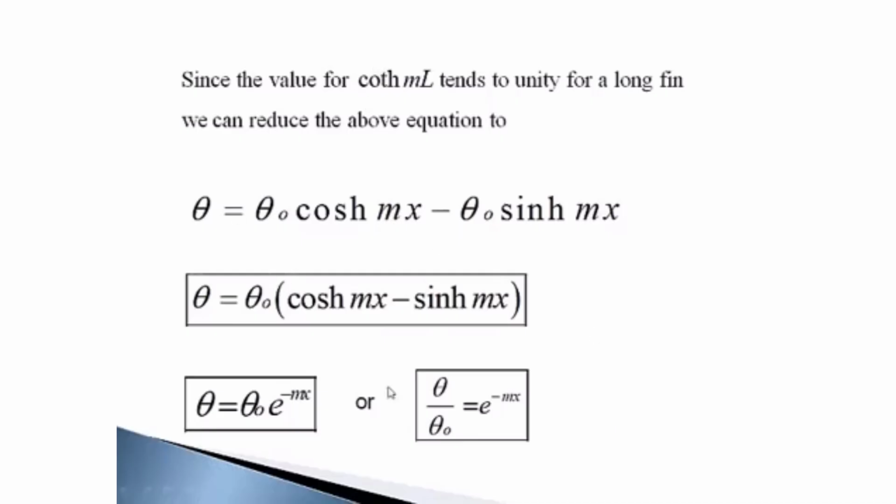Theta stands for temperature difference. So if you are to find out the temperature difference at any point, that is theta. The theta 0 stands for the temperature difference at the root. Suppose the fin is dissipating heat from a surface which is at 200 degrees centigrade, and ambient temperature is 30 degrees centigrade. Your temperature difference at the base of the fin is 200 minus 30. 200 is the surface temperature, 30 is the ambient temperature. So the difference, 200 minus 30, that is 170, will be theta 0.